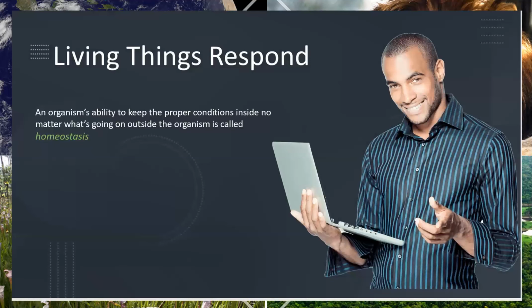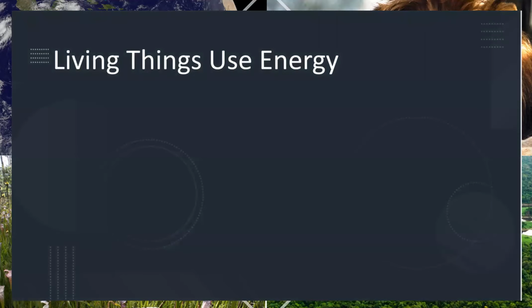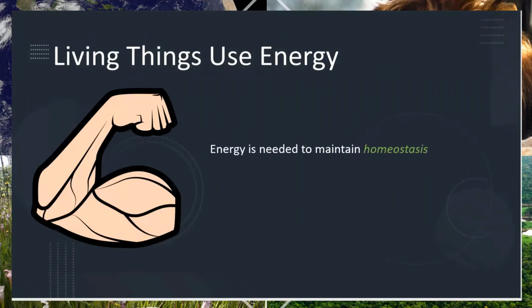So it's actually snowing right now in Louisiana. And so if I go outside in this cold snow, it would be quite dangerous for me if the inside of my body became cold like the outside, like the snow on the outside of my body. But that doesn't happen because my body has this mechanism called homeostasis. So living things use energy. And energy is important because it's needed to maintain homeostasis.